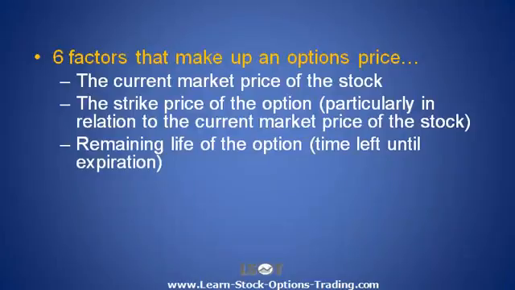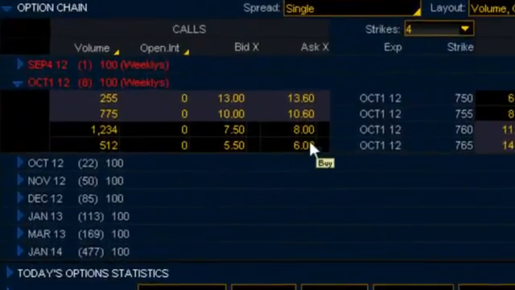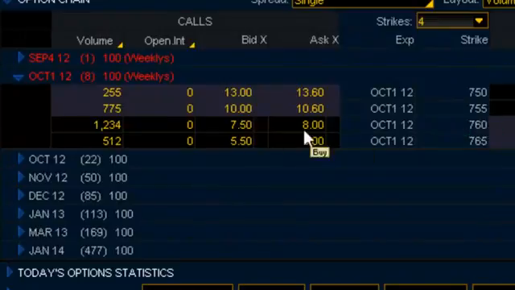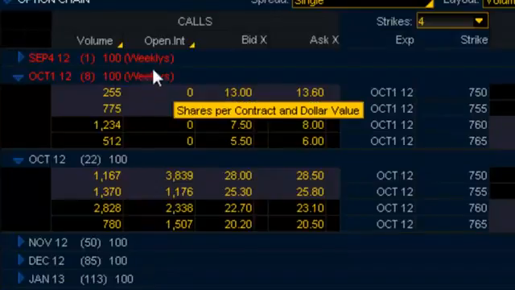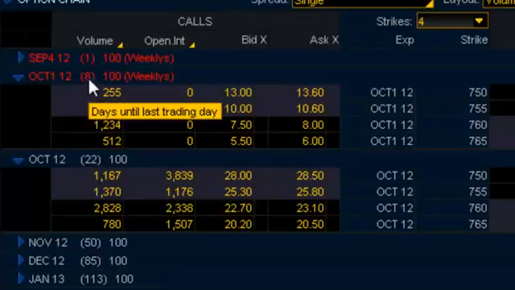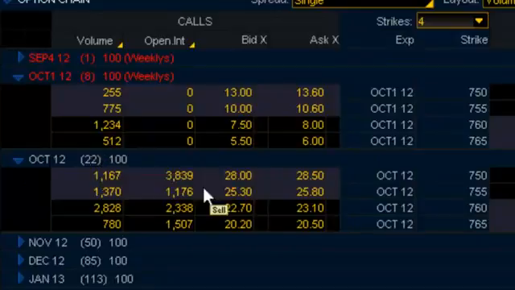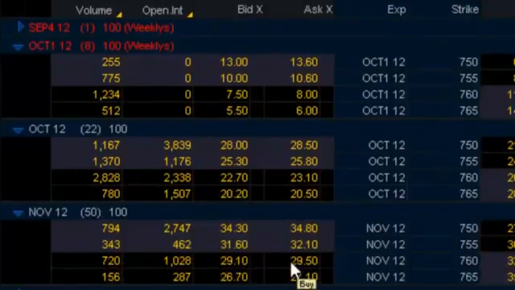Now, the next one is the remaining life of the option. This is also called extrinsic value, or time value. The quick summary here is that the further out you go, the more expensive an option will be. We look here at the October ones. The October 760 call is $8. These are weekly options, which we won't get into, but these regular expiration options have 22 days left. So here's a summary. These ones have 8 days left to expiration. This strike is $8. This one has 22 days left to expiration. It's worth $23. We come out to options that have 50 days left to expiration, and they are even more expensive, $29.